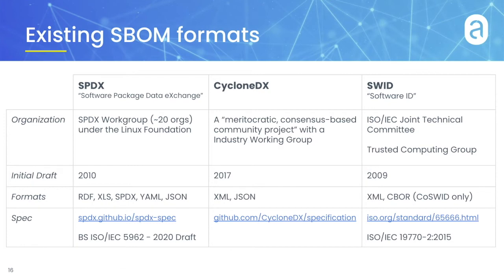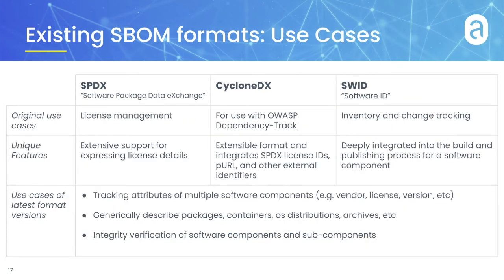But going into some of the history of this stuff, the original use case for SPDX was for license management. And so one of the unique features around it is the extensive support to express licensing details. CycloneDX was originally for use with OWASP Dependency-Track software, and has been extended to cover more use cases. One of the more useful unique features I'd say is that it has a very extensible format. You could bring your own extension. You can also bring your own attributes, and it plays pretty friendly with other ecosystems such as SPDX license IDs and PURLs and other external identifiers.